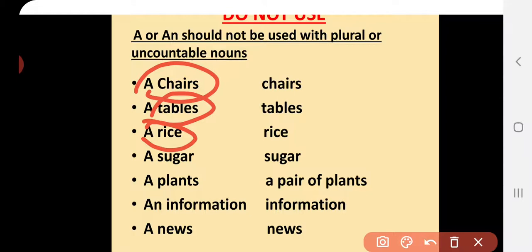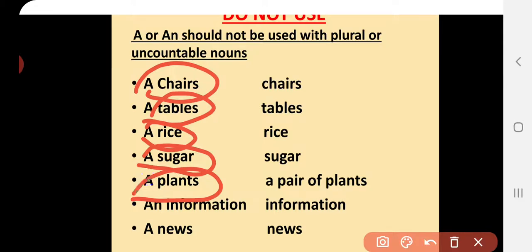Next one, a sugar. Again, sugar is an uncountable noun and we cannot use the article a or an before sugar. Just we have to say sugar. Next one, a plants. We cannot say a plants or an plants. Just we have to say plants. Next example, an information. Here also we cannot use an information, it is an uncountable noun. We can say for information.